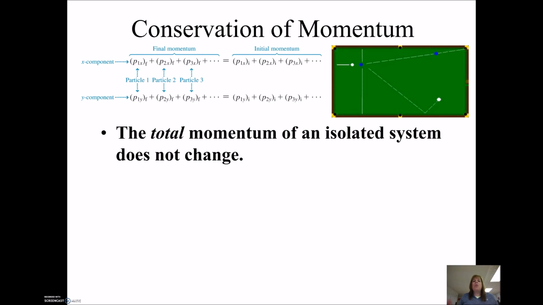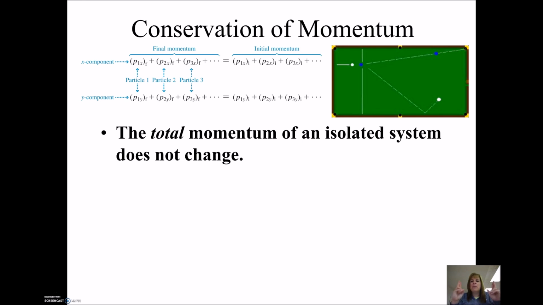Now, what does this mean? The total momentum of an isolated system doesn't change. We're going to talk more in class about momentum in 2 dimensions, but that means that when objects collide, like pool balls on a pool table, if objects go off at angles, then because momentum's a vector, the momentum in the x direction has to be conserved, and the momentum in the y direction has to be conserved. But again, we're going to talk more about the x and y stuff in class.